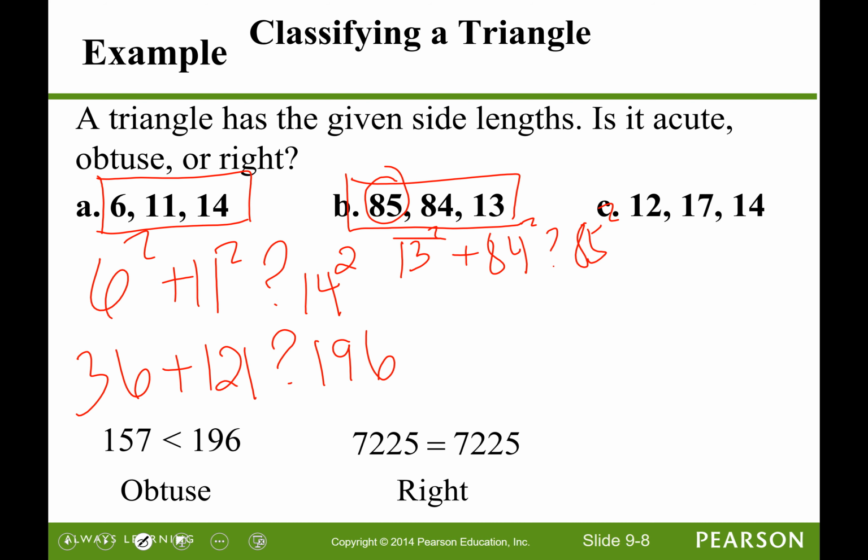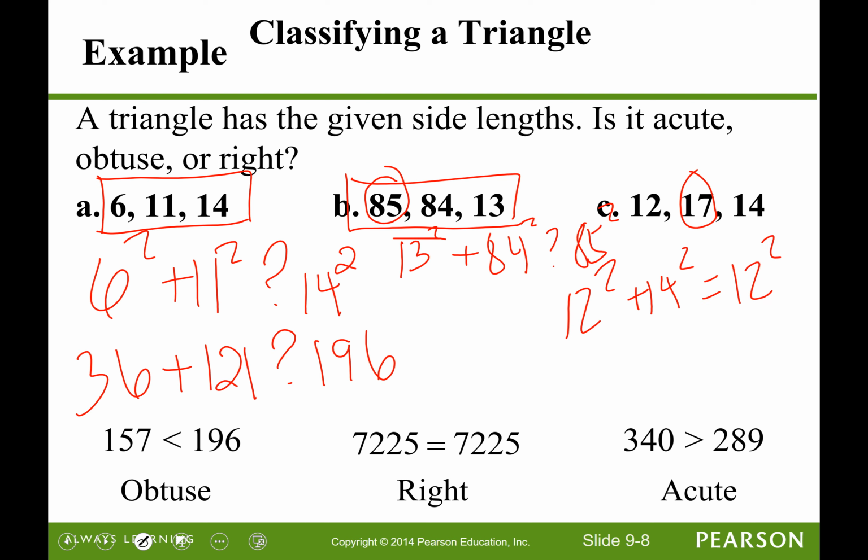All right, pause the video again and try 12, 17, 14, being careful to make 17 the hypotenuse. If you ended up with 340 is greater than 289, you got that right. That would come from 12 squared plus 14 squared compared to 17 squared. And that would make that triangle an acute triangle.